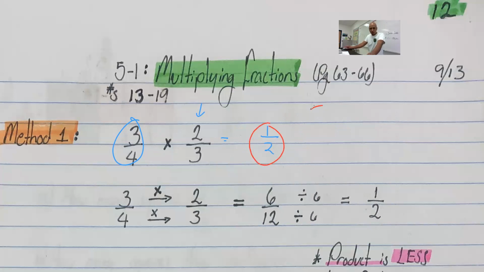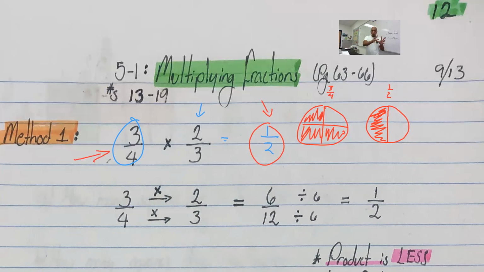Think about it. 3/4: if I draw a pizza, and shade in 3 out of the 4 pieces that I need to make the whole, 1, 2, 3, that's 3/4. And I make another pizza that is the exact same size, but cut this one into 2 pieces so that I can shade in 1 out of the 2, 1/2. What is more, 3/4 or 1/2? Well, 3/4 is obviously more than 1/2. So that means that my answer, my product, was less than what I started with. I started with 3/4 and I ended up with less, even though I multiplied.